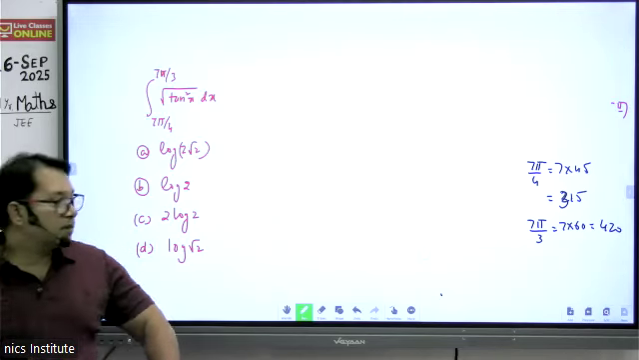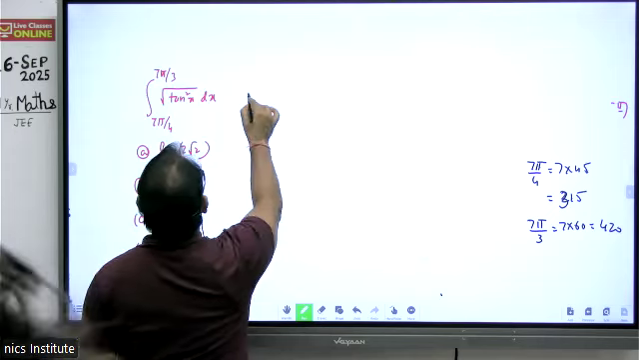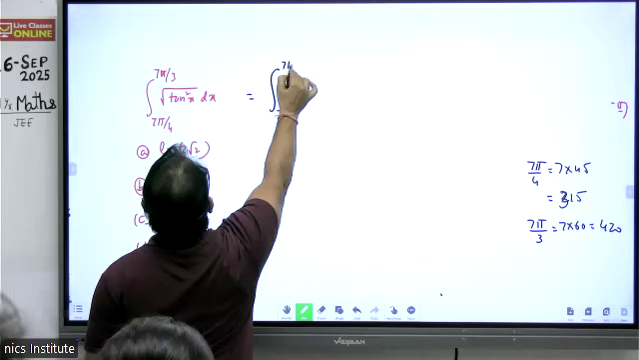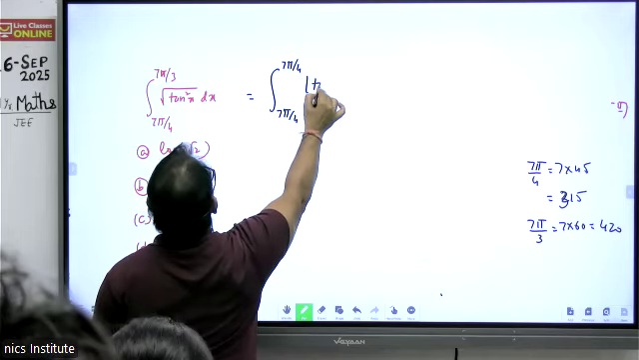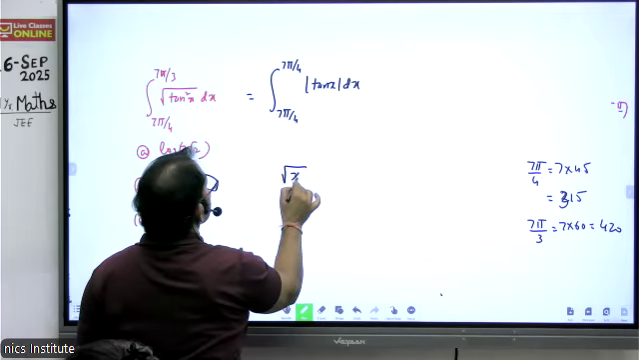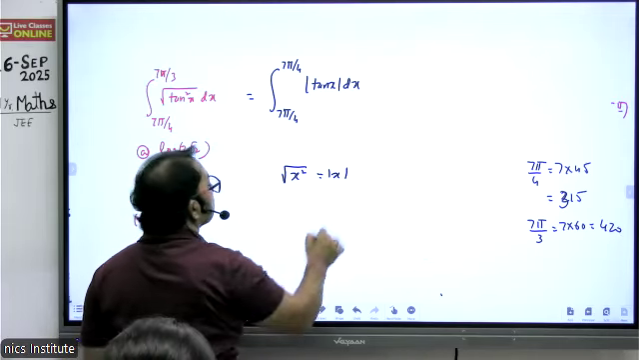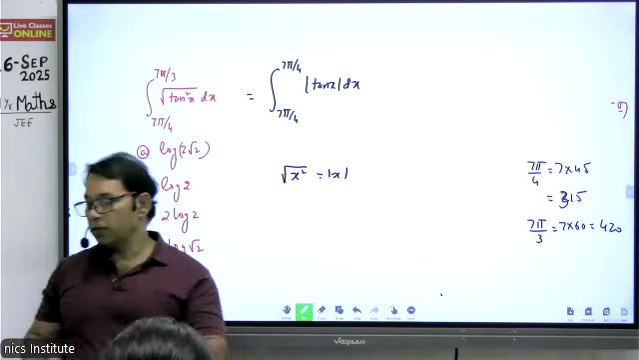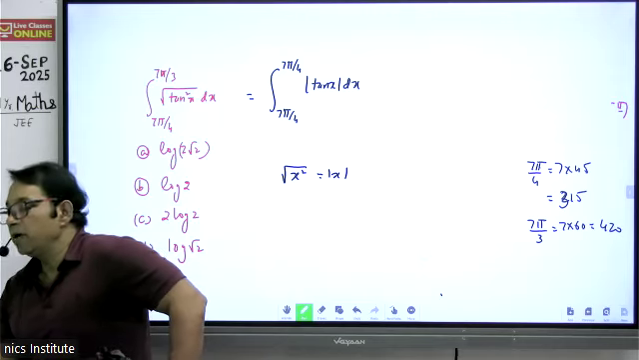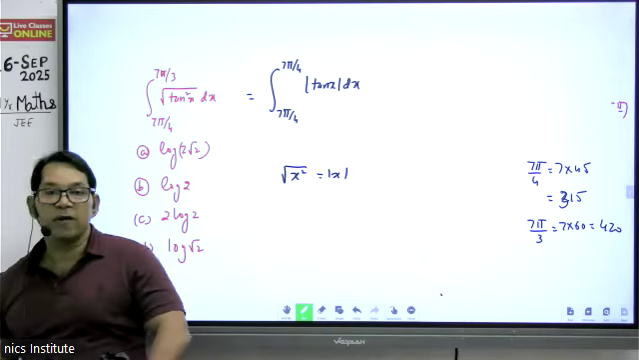And the problem is, under root tan square x will be, no, it won't be tan x. It would be mod tan x, because under root x square is mod x. And now you have to see where mod tan x will be 0, in between 315 and so on. So you have to break the limits.